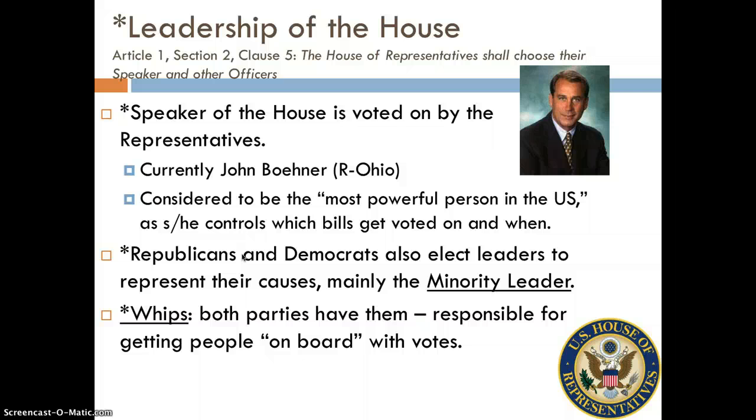Whips are things that both parties have. So there are Democratic whips, there are Republican whips, usually called majority and minority whips, depending on which party is the majority, which one has more people in the House at the time. And they are responsible for getting people on board with votes. So if I am the minority leader and we're trying to pass a bill, then I'm going to gather my whips up and we're going to try to talk to people and get them to vote with us on a particular issue or bill.